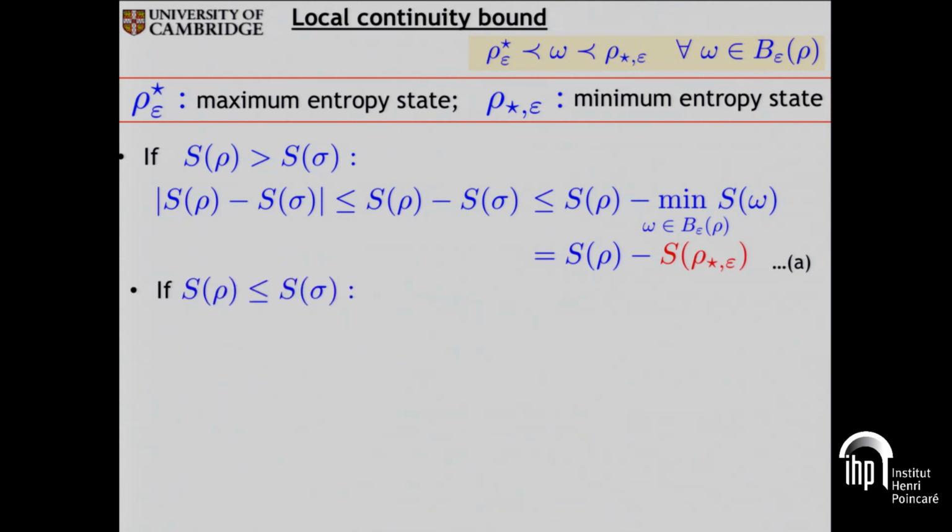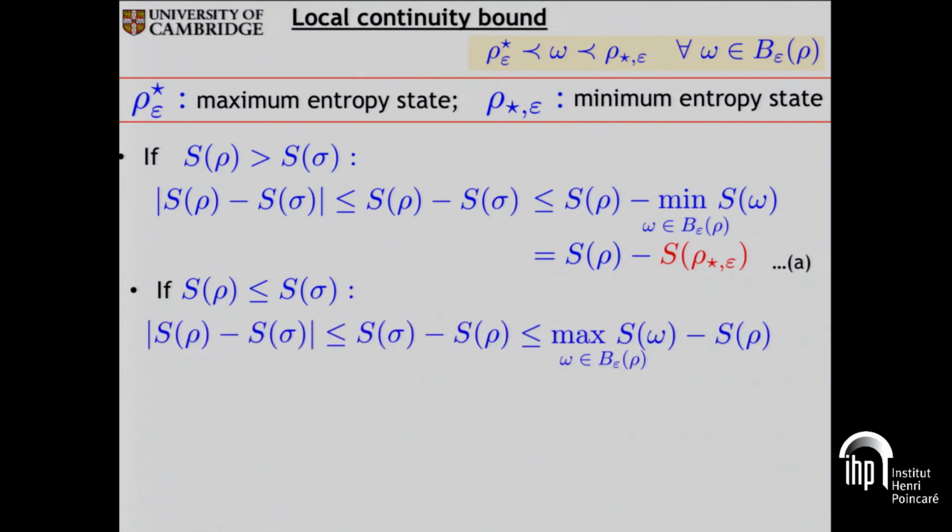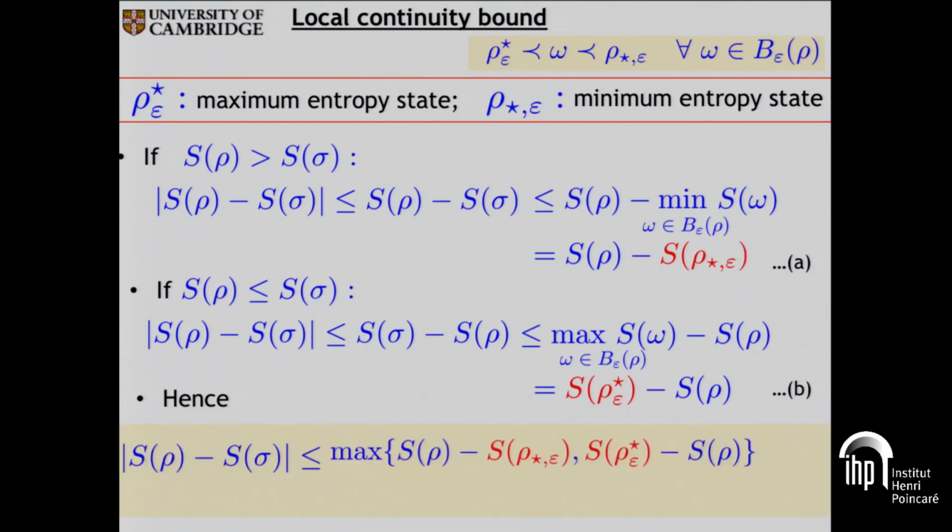Similarly, in the other case, when S of rho is less than or equal to S of sigma, we can write it in the following manner and replace S of sigma upper bound by the maximum entropy, which was S of rho star epsilon, because that was the maximum entropy state. So from these two relations, in general, we find an upper bound given by the maximum of these two quantities. This is the local continuity bound. See, it depends on rho, and we find that this is less than or equal to the Lsigma-Furness bound.